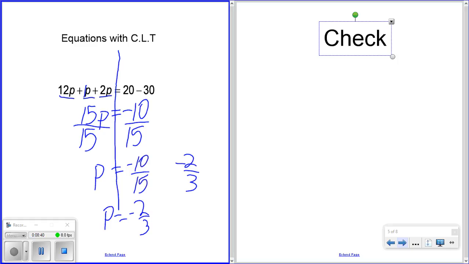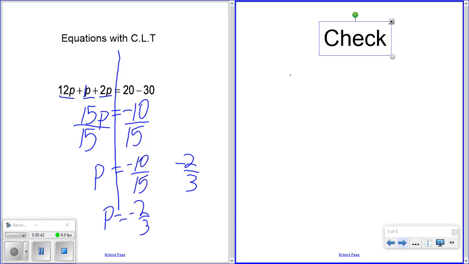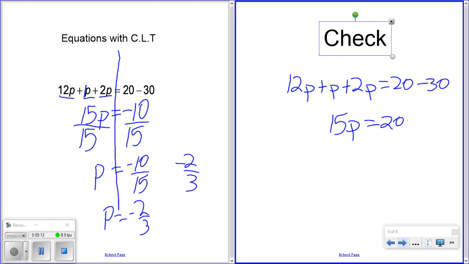So let's see what we're going to do with our check over here. See if we got everything right. 12p plus p, right, plus 2p equals 20 minus 30. Now, this is what we did last unit. So before we plug in for p, we're going to add up all our p's and see if we can do that and simplify it just a little bit. So 12p plus 1p plus 2p again brings us back to 15p is equal to 20 minus 30.